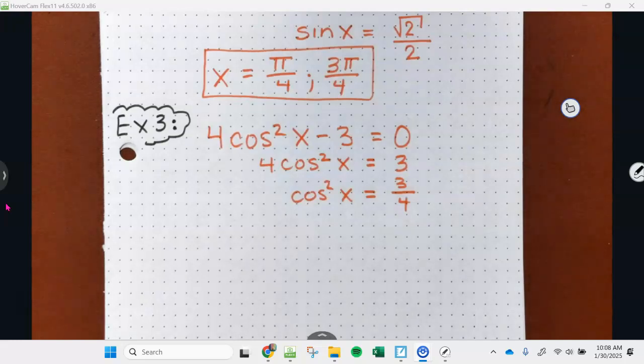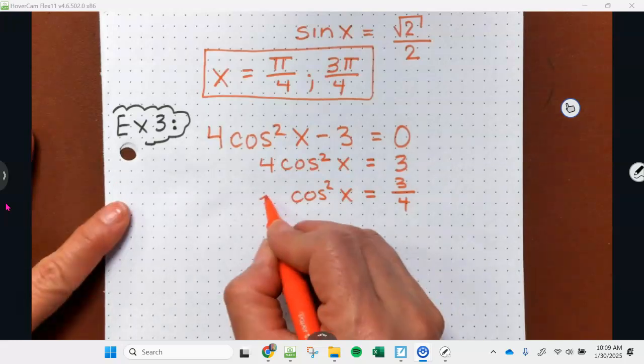Right, here we go. So I'm going to divide. No, I'm not. I've already divided. I'm going to square root both sides. I'm going to draw my plus minus.